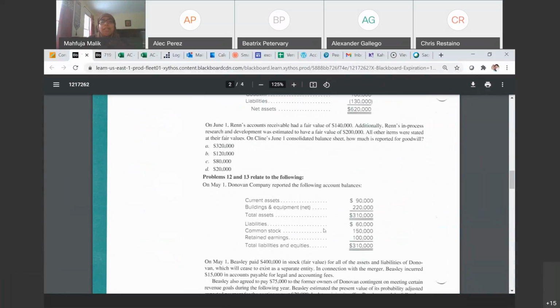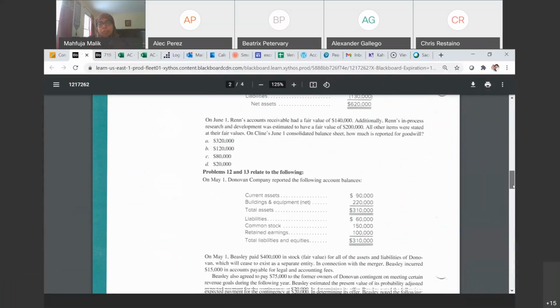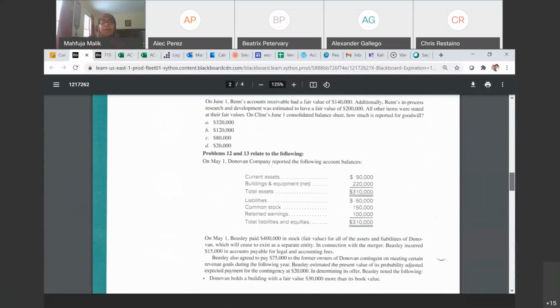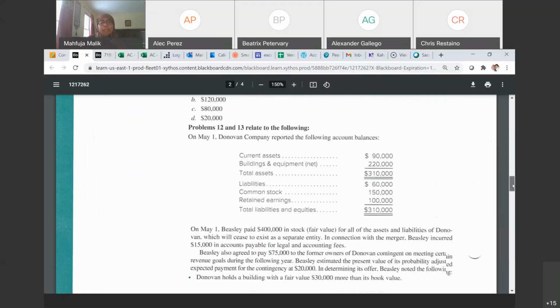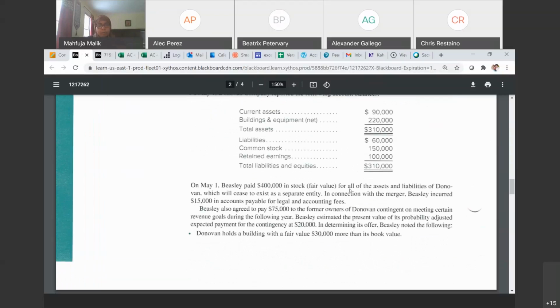Okay, so this is kind of their balance sheet, you can say. Donovan, remember, Donovan is a party, but we still don't know whether Donovan is the parent or sub. On May 1st, Beasley paid 400,000 in stock. They paid all stock. They actually calculated it for you, 400,000, and that's for their assets and liabilities. Right. So now here, they are not giving any cash. They are issuing stocks, and you already know the fair value. So this is the purchase price.